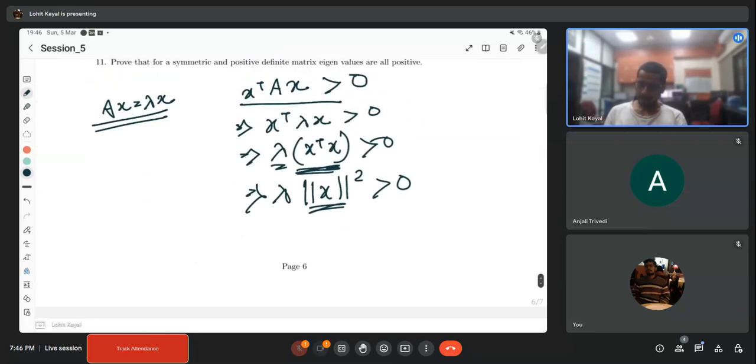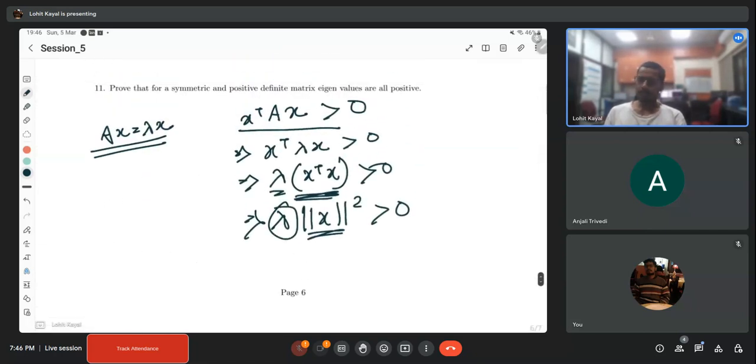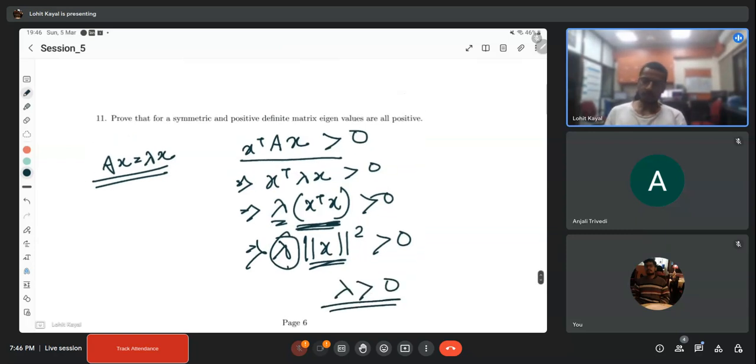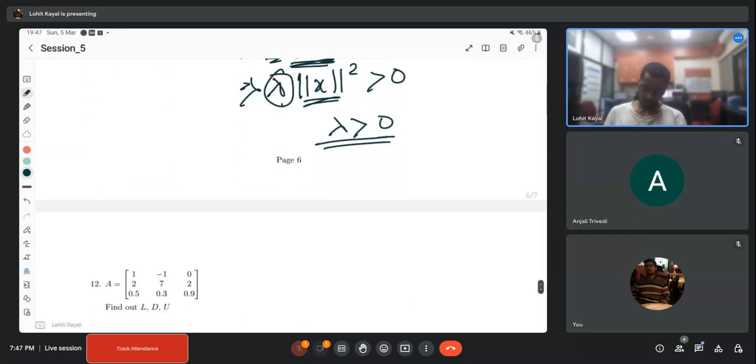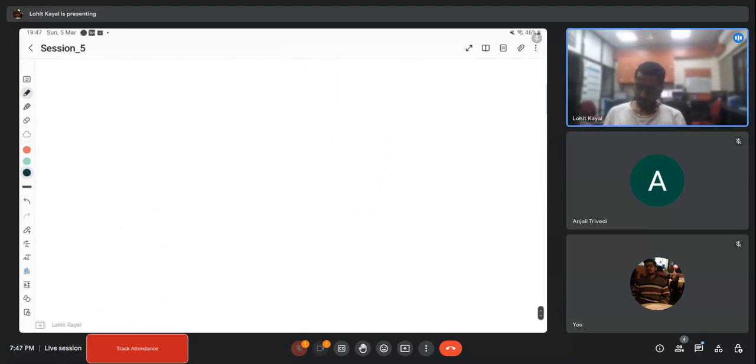And this is a symmetric matrix, so all eigenvalues are real. So on the possibilities, lambda is greater than 0. So this is a very easy proof that for a symmetric and positive definite matrix, all eigenvalues will be greater than 0.